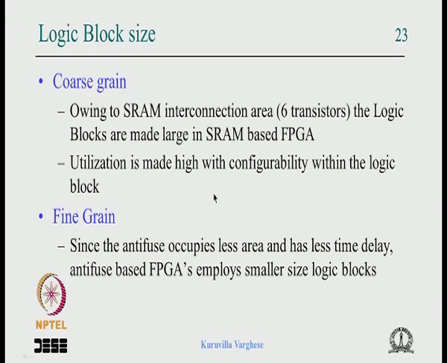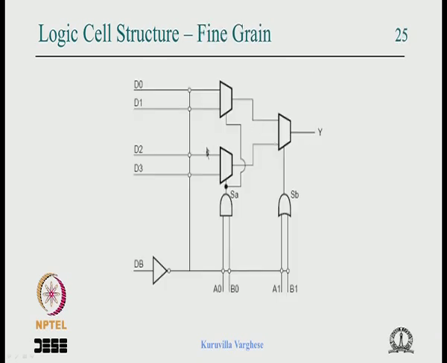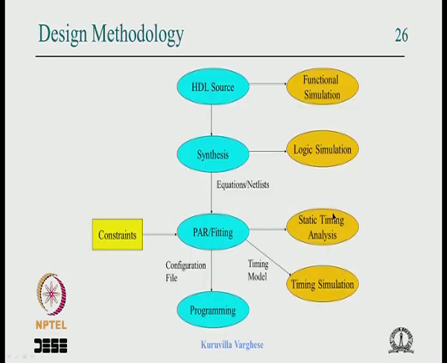All kinds of programmability within the logic block is given, and this shows a coarse grain architecture with a 4 input lookup table and 2 slices, and this is just a fine grain logic block of Actel which is essentially a 4:1 multiplexer. We had looked at the design methodology.